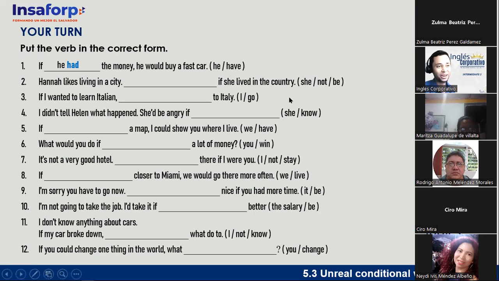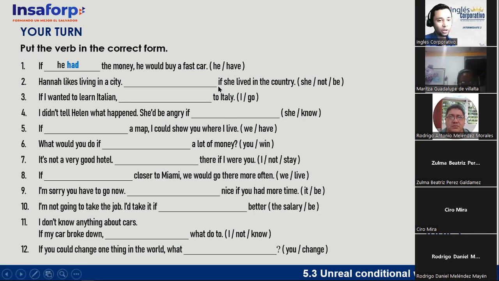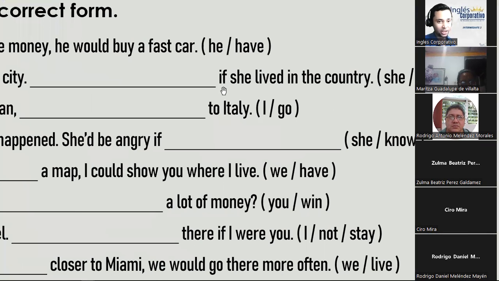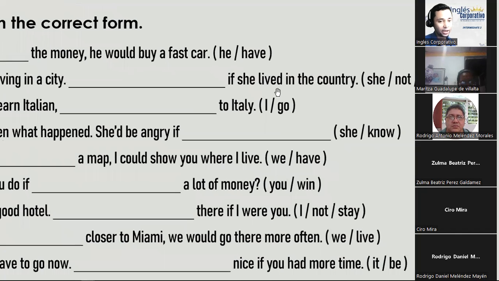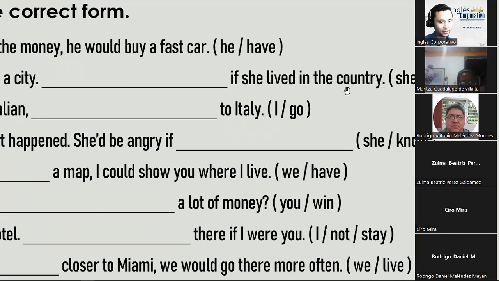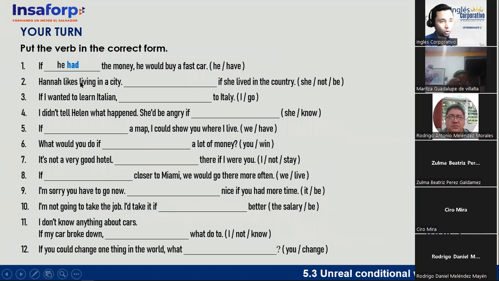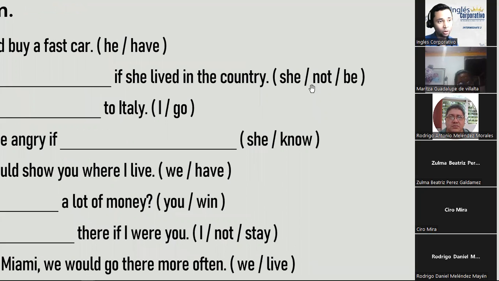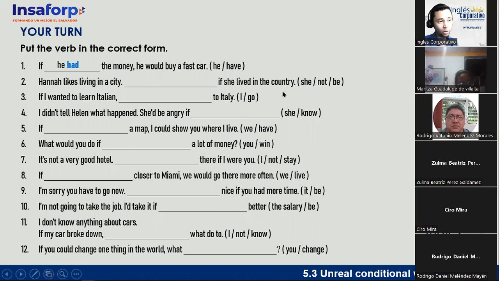Ajá, vaya, pero cuidado acá. Veamos, Zulma. Solamente tenemos que fijarnos bien en esto. Aquí tenemos if. Este if es el que nos indica que el siguiente verbo va a ir en past simple, como está acá. If she lived in the country. Significa que esta es la condición. La otra parte es el resultado de la condición. Así que no vamos a ocupar past simple, sino que vamos a ocupar would, y si es negativo, wouldn't, y luego el verbo en forma base. Ya vimos acá, se nos está indicando que es negativo, así que vamos a ocupar wouldn't. ¿Cómo nos quedaría?